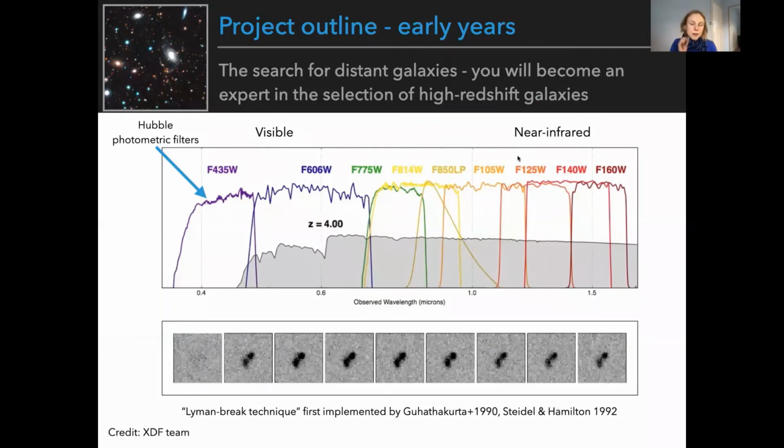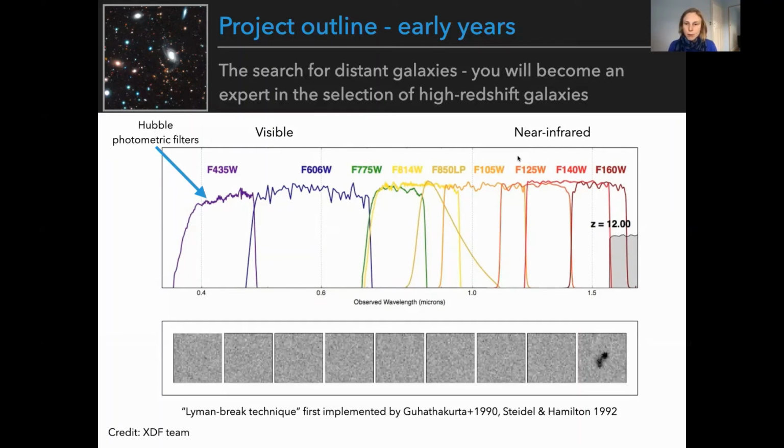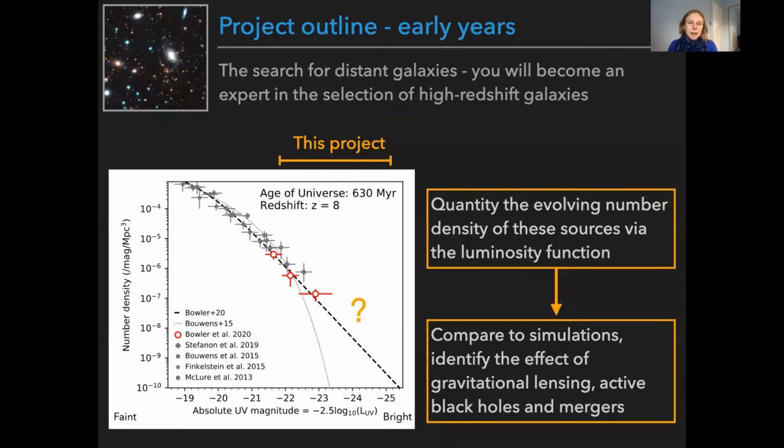So if I play it, you can see the model spectrum of a galaxy being redshifted through the photometric bands. These are from Hubble, but it's the same idea with these other telescopes. And what you can see is that the source looks very different as it's redshifted through these bands, and we can use the colours via model fitting to select these very distant galaxies by what's called the Lyman break technique.